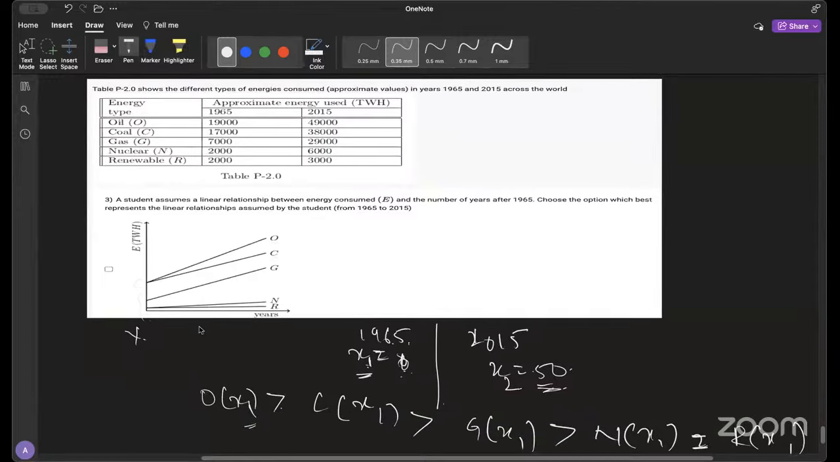So you can just skip this option because it says that the initial value of oil and the initial value of coal is the same, whereas the initial value of oil is 19,000 and coal is 17,000, and they're not the same. So this option can't be correct. Is this part clear to everyone?